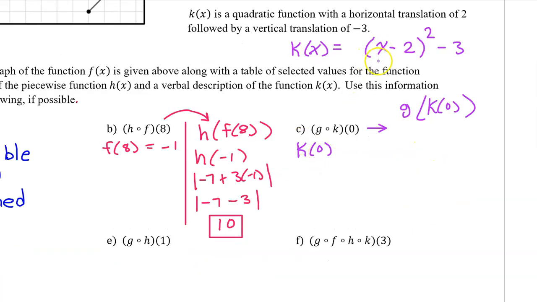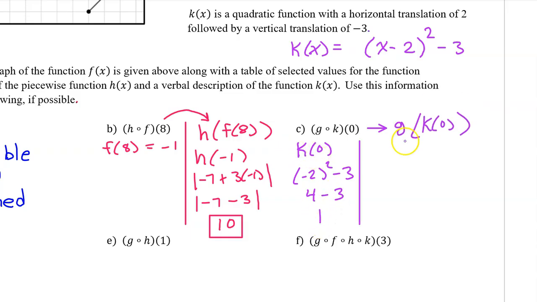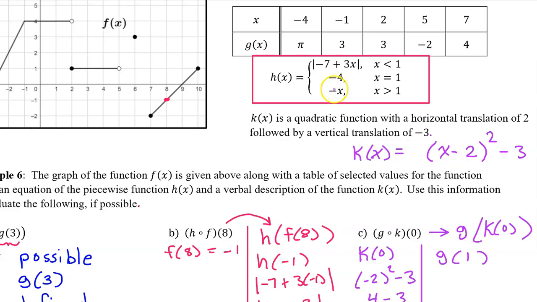k at 0 means let's plug in 0 right here. That will leave -2 squared minus 3. -2 squared is +4, and 4 minus 3 is 1. So that is k at 0. Then g at k at 0 is actually g at 1, because k at 0 is 1. Oh no! It looks like this one's going to be undefined as well. We have to do g at 1, but we don't have an input value of 1 that goes with function g.